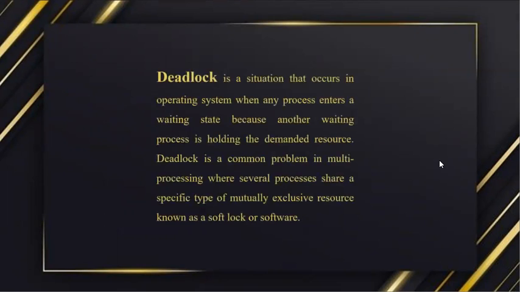What is deadlock? Deadlock is a situation that occurs in an operating system when any process enters a waiting state because another process is holding the demanded resources. Deadlock is a common problem in multiprocessing where several processes share a specific type of mutually exclusive resource known as a soft lock or software. In simple way, a set of two or more processes are deadlocked if they are blocked, that is, in the waiting state, each holding a resource and waiting to acquire a resource held by another process in the set.